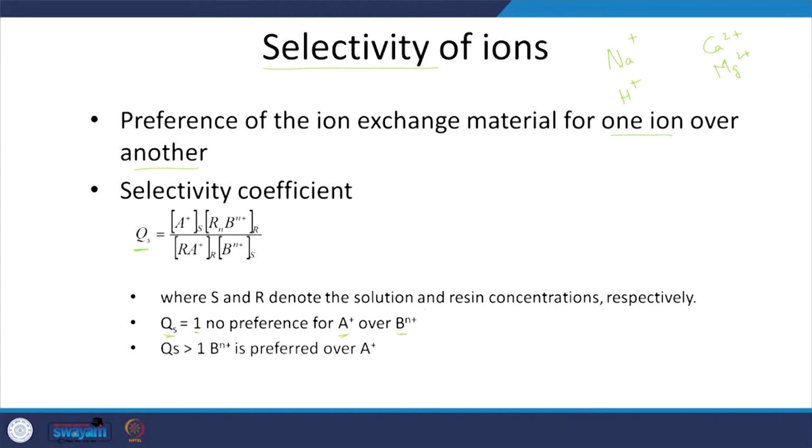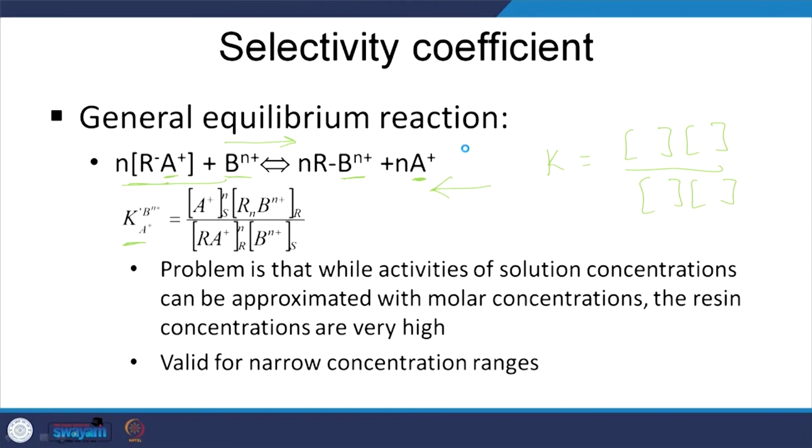If Qs is greater than 1, obviously B n plus 1 is going to be preferred over A plus, right? That's what we want. If Qs is less than 1, again you can look at this, A plus is preferred over B n plus 1. If Qs is greater than 1, what does that mean? That means that the denominator is higher, right? We obviously had this particular equation here, right?